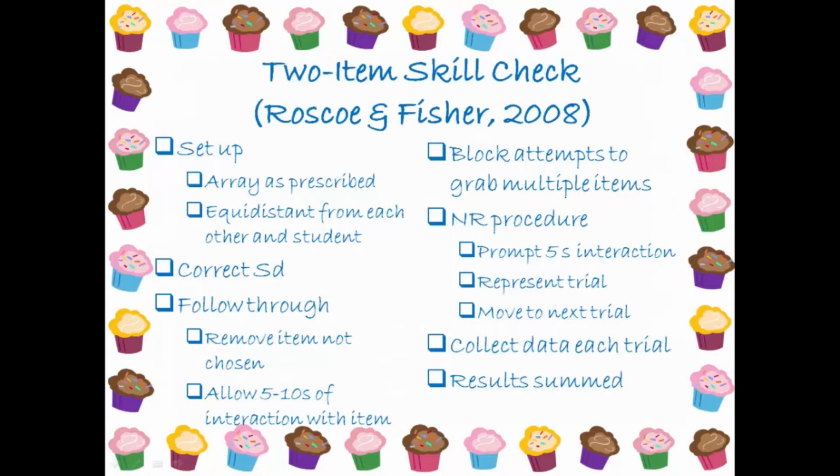Follow through. Remove the item that the student doesn't choose and allow the student 5 to 10 seconds of interaction with the item chosen. Block attempts to grab multiple items. If the student doesn't respond, prompt 5 seconds of interaction with each item. Then represent the trial. If they still don't respond, move on to the next one. For each trial, you'll be collecting data by circling which of the items was chosen. At the end, sum your results to find your preference hierarchy.